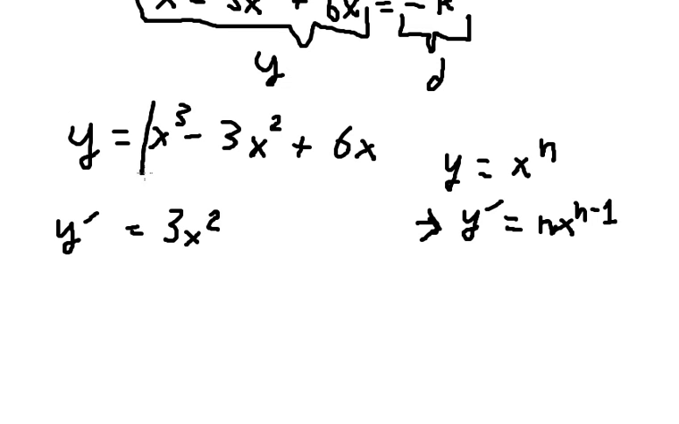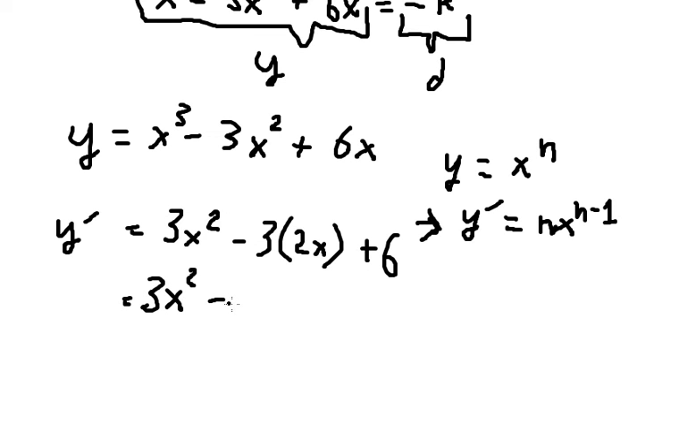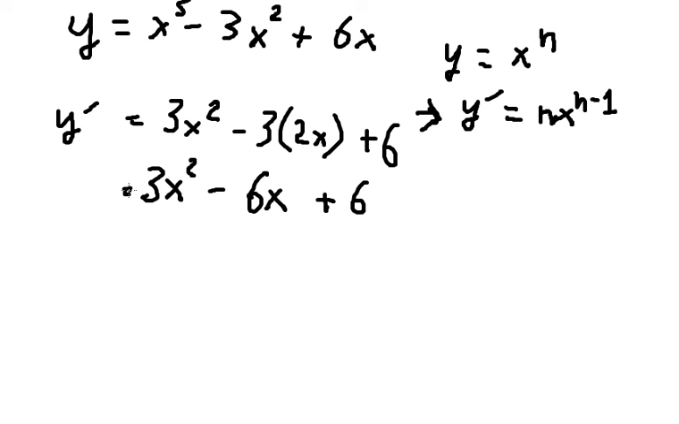If we take the derivative of this one, the number 3 goes here, and 3 minus 1 gives us the power 2. This one we have 2s. This one we have number 1. So we simplify. And now we need to find the critical points, so this one equals 0.